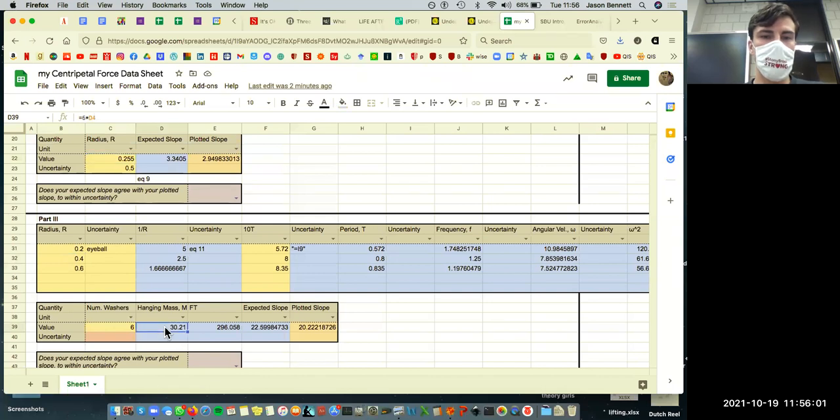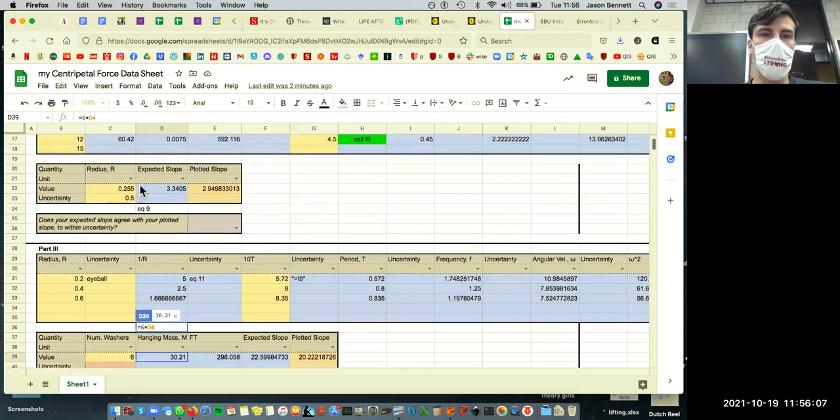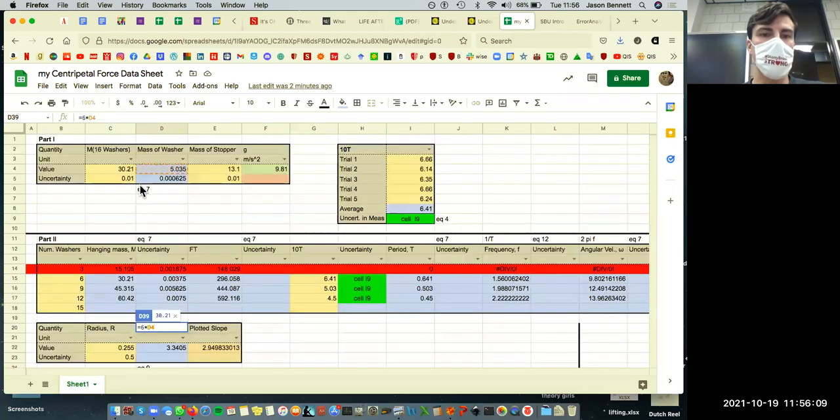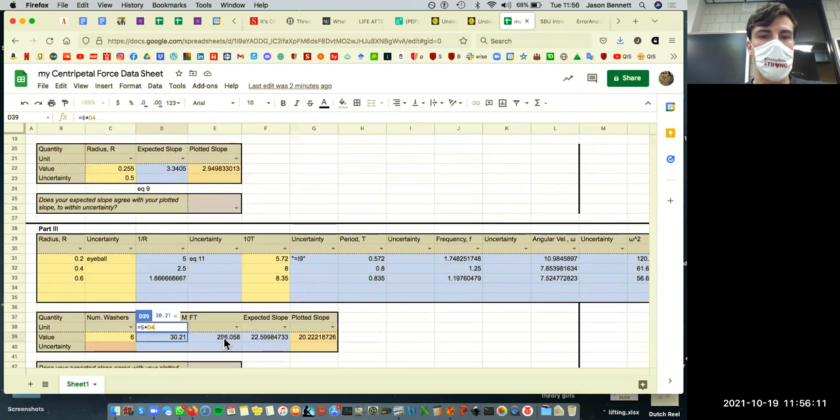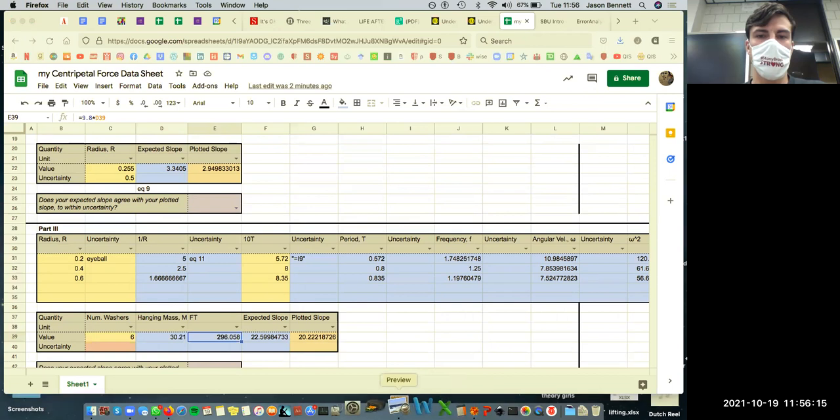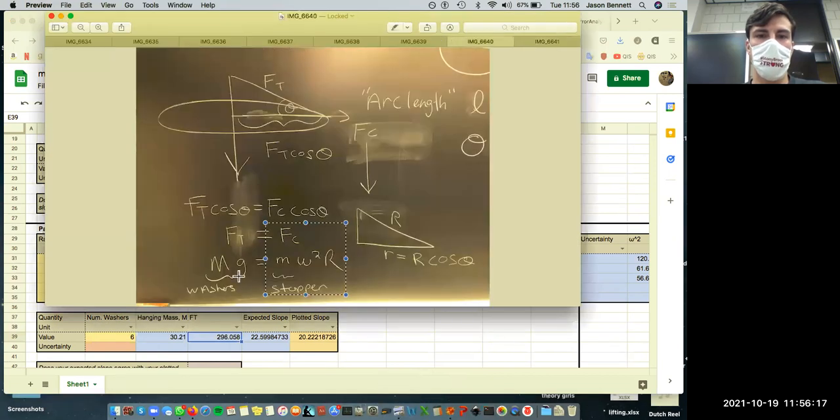Hanging mass is just the number of washers you use times the mass of one of the washers. And then the tension force is, remember, capital M times G. So capital M is hanging mass, G is gravity. So then the tension force is capital M times that.